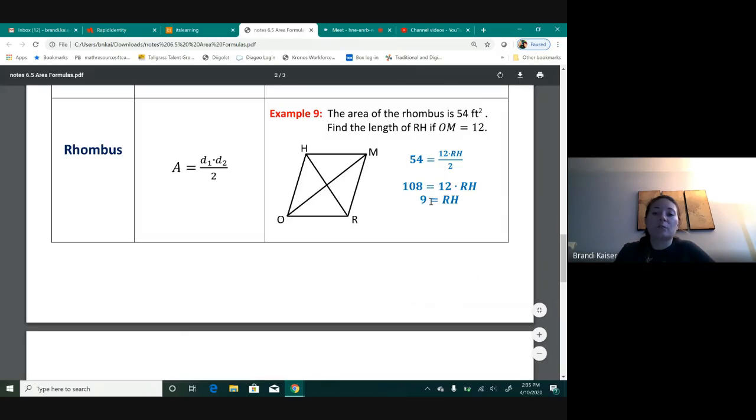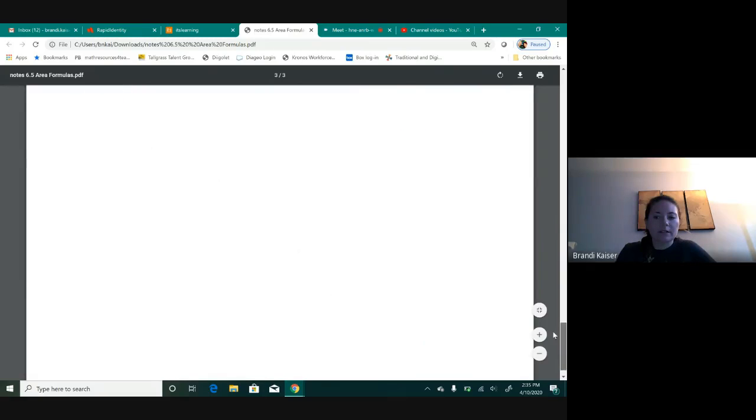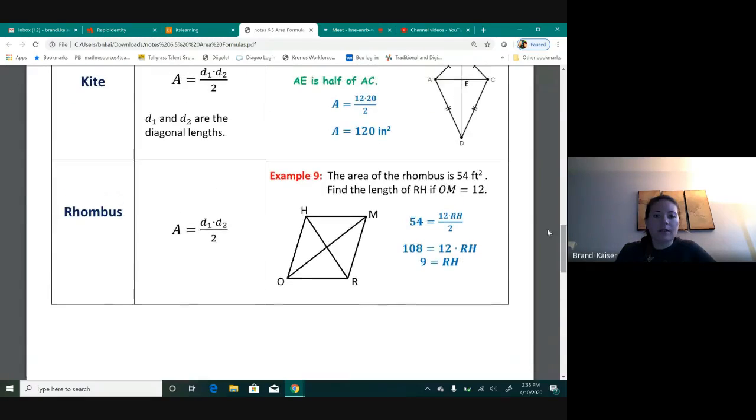And keep in mind that should be 9 feet. They don't have that necessarily typed in here, but since we are talking about units, that 9 should be feet. Let's make sure they don't have anything else down here. Nope, we're good. So that takes care of all of our area formulas.